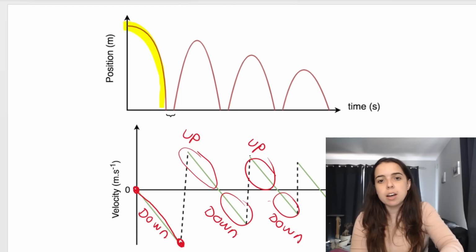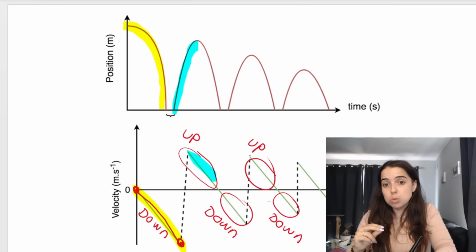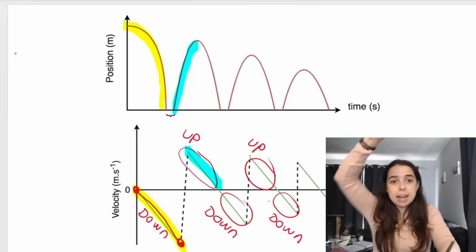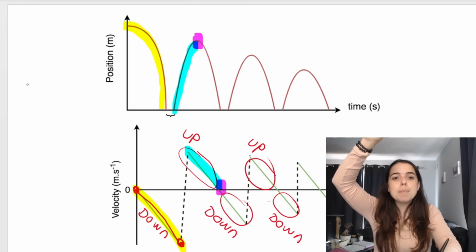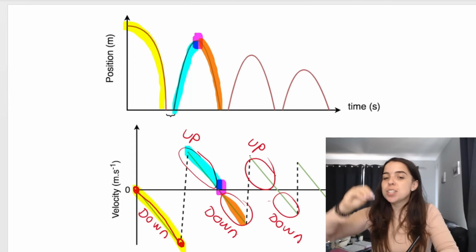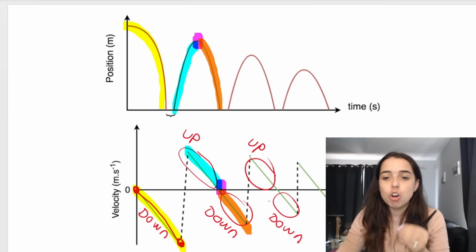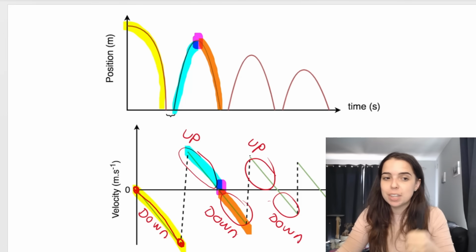So here it's going down. Here we're going down. Here, the ball is going up again. And that corresponds with that. Then it reaches a maximum height, which is why velocity is 0 over there. And then it's coming back down, which is why the curve goes underneath. I really hope you understand how these graphs match up. It's super important.